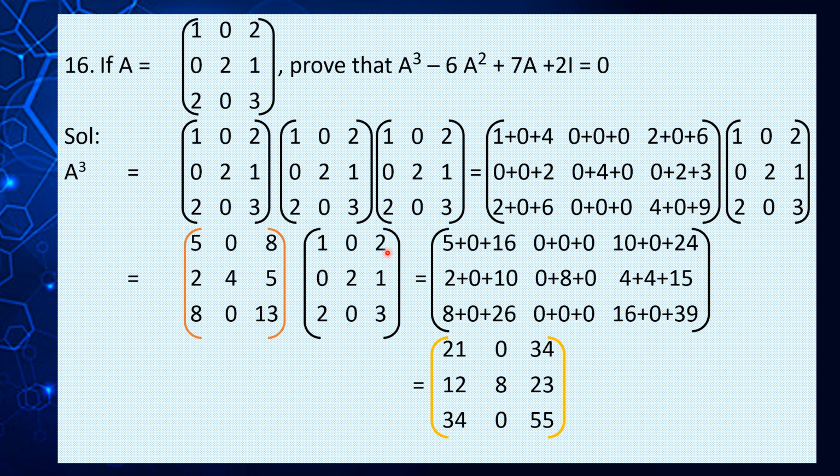Now multiply another A to it. That would give us this value. That is 21, 0, 34, 12, 8, 23, 34, 0, and 55. So this is the value of A cube.